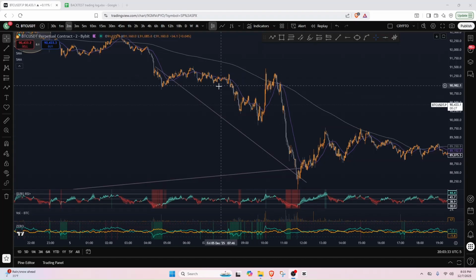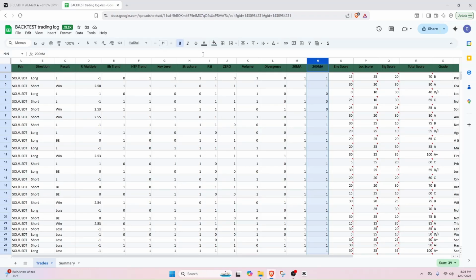Okay, so the last part of this log is that I have an environment score, a location score, and a signal score. These are weighted based on the different components that I have here. So 8-hour trend is worth a certain amount of points, higher time frame trend is worth a certain amount of points, and my 200 moving average is worth a certain amount of points. Those all go to my environment score. I have my location, right, where the key level, structure, and the 20 moving average are on my side. Those will go to the location score.